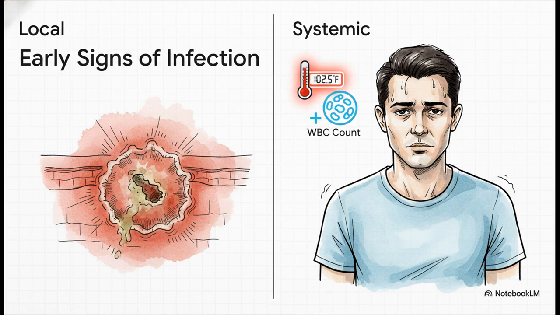Every clinician has to be an expert at spotting the signs of failure. On a local level, you're looking for those classic signs of inflammation: redness that won't go away, heat, swelling, and of course any discharge or bad odor. And systemically, you're on the lookout for fever, chills, and a spike in the white blood cell count. Catching these early is everything. It's how you intervene in time and stop something worse, like sepsis, from taking hold.